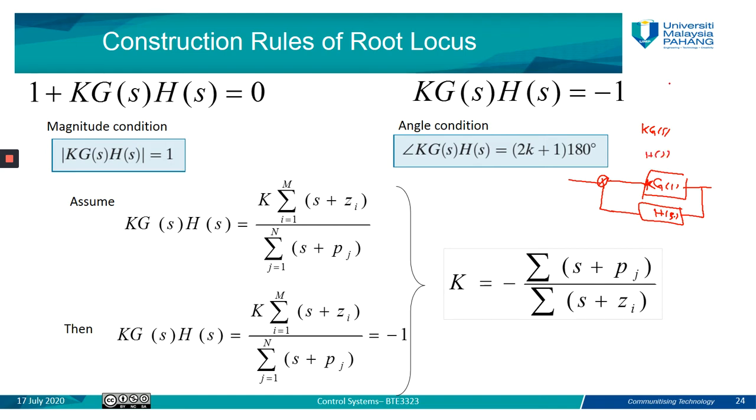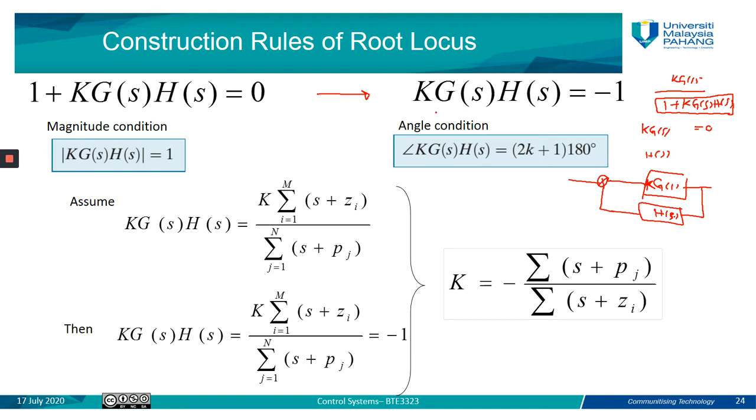When we find the closed loop transfer function, it will be KG(s) over 1 plus KG(s)H(s). The denominator of this closed loop transfer function, when we make it equal to 0, we call the characteristic equation of the control system. So this is the characteristic equation, 1 plus KG(s)H(s), where K represents the gain, G(s) represents the forward transfer function, and H(s) represents the backward transfer function. The equation 1 plus KG(s)H(s) equal to 0 can be represented as KG(s)H(s) equal to -1.